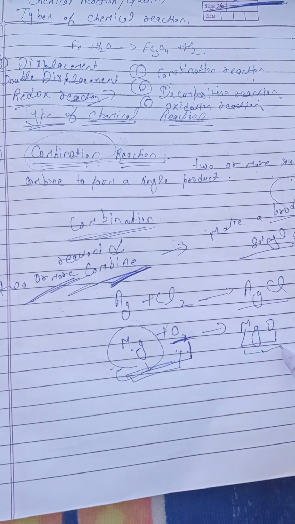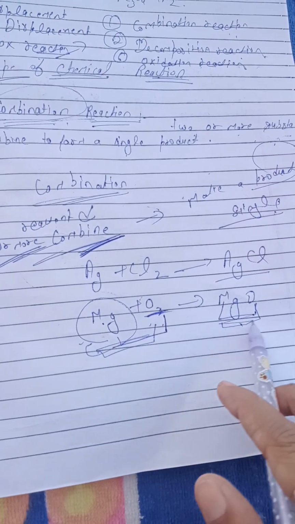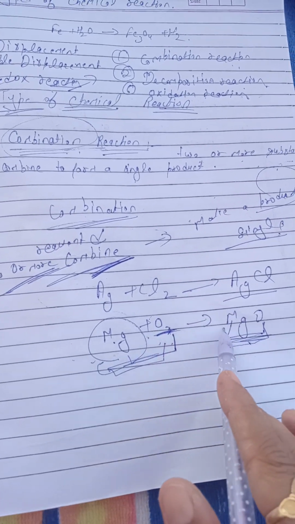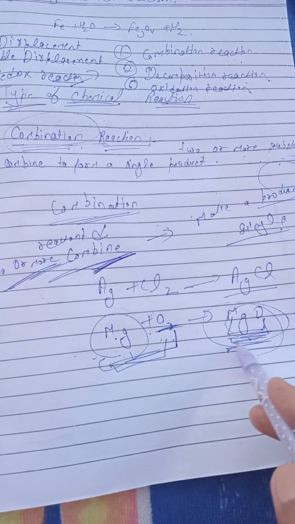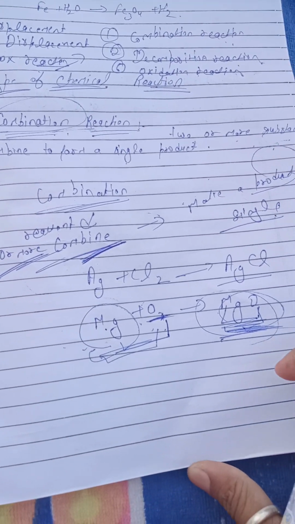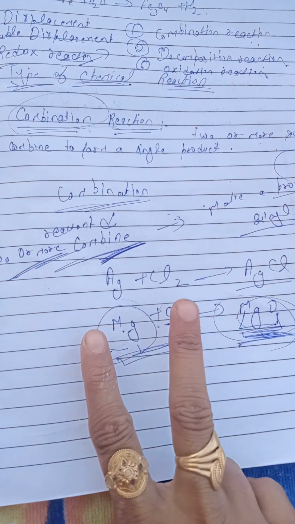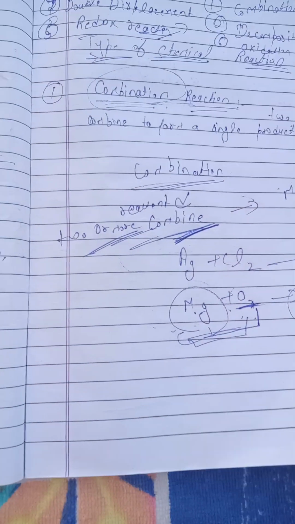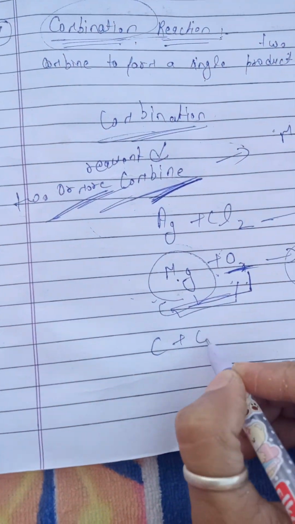This is called the product. So we can say that when two or more reactants are combined, it gives a single product. This single product is the result of the two combined reactants. So the next example is C plus O2.